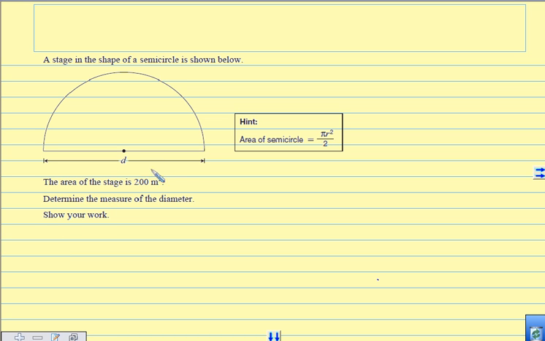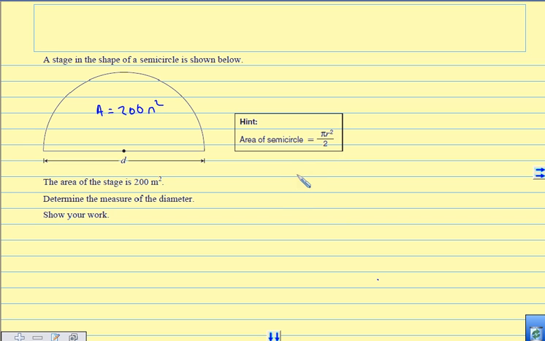We're looking at a question that says a stage in the shape of a semicircle is shown below, so right here. The area of the stage is 200 meters squared, so A equals 200 meters squared. Determine the measure of the diameter. Show your work. So we have to find out the diameter here. And there's a big hint here. It says the area of a semicircle is pi r squared, all divided by 2.